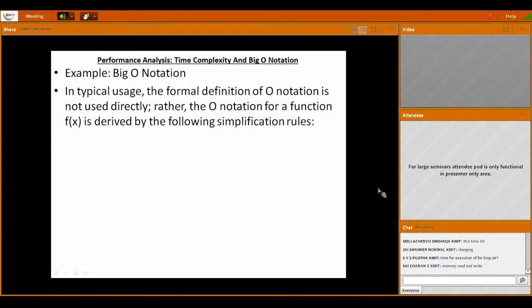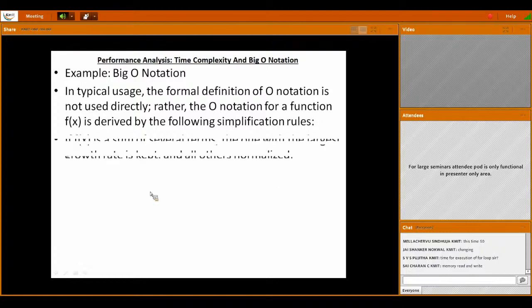So in typical usage, the formal definition of O notation is not used directly. Rather, the O notation for a function f(x) is derived by the following simplification rules. Please try to understand these rules. If f(x) is the sum of several terms, the one with the largest growth rate is kept and all others are normalized. I'm giving a pause so that you can think and digest this particular step.